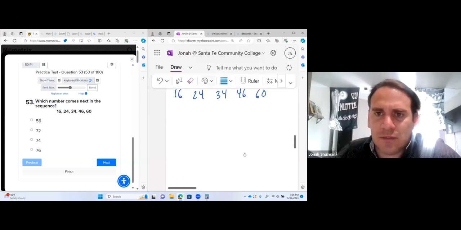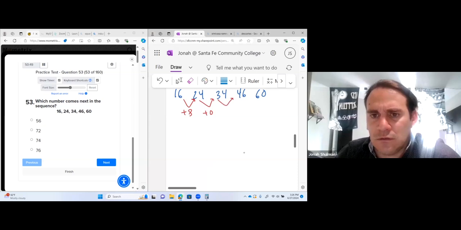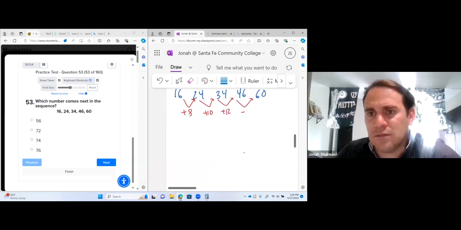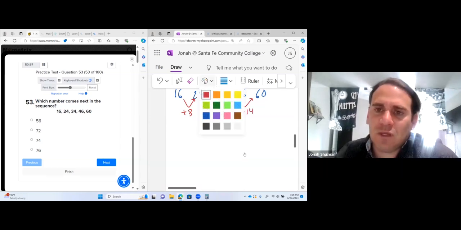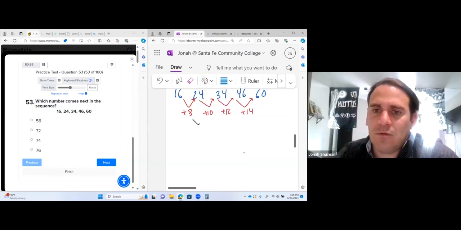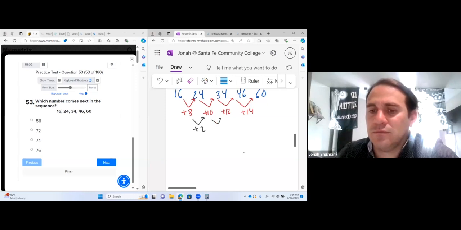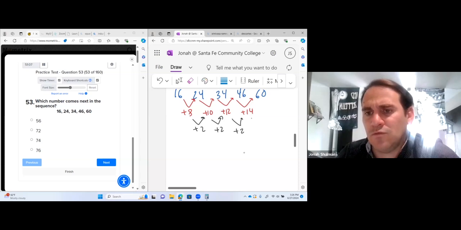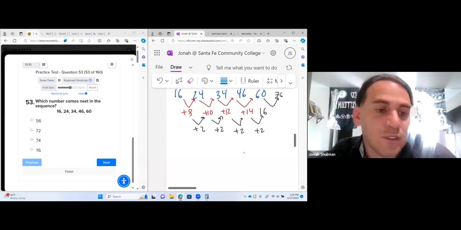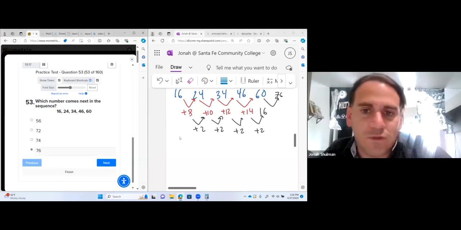All right, so let's think about this. This is plus 8. This is plus 10. This is plus 12. And this is plus 14. And it looks like the same thing we had before, but now we're adding 2, and there we're even. So nothing too crazy about this. So if I add another 2 to this pattern, I have 16. And so this one has to be 76. That better be a choice. It is. So 53 is D.